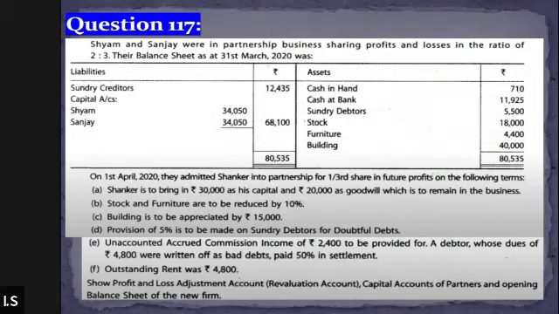Got it? So the question says that there are two partners, Shyam and Sanjay, and their profit sharing ratio is 2:3. The balance sheet is given. On the asset side, we have cash in hand, cash at bank, debtors, stock, furniture, building. On the liability side, we have sundry creditors, and capital account balances of Shyam and Sanjay, 34,050 and 34,050 as well for Sanjay. Then they have admitted one partner for 1/3 share in the future profit, and Shankar is to bring 30,000 as his capital and 20,000 as his share in the goodwill.